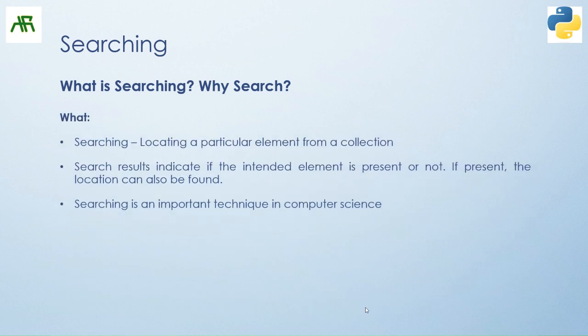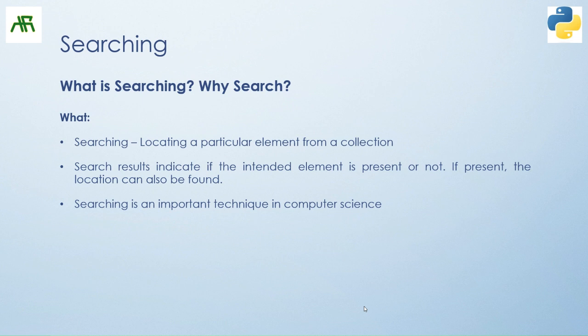So, what is searching and why do we use searching? Searching is basically what we normally do, search for something. In computer parlance, it's looking for a particular element from a collection of elements. Search results indicate if the intended element is present or not. If present, the location of the particular element is also found. Searching is an important technique in computer science.